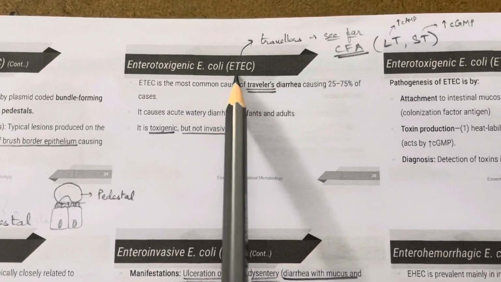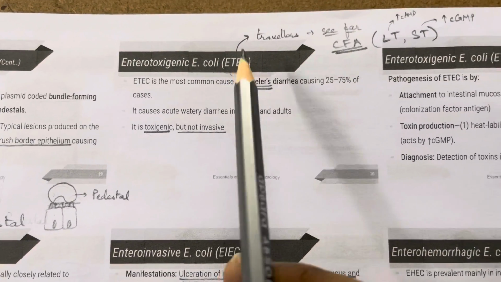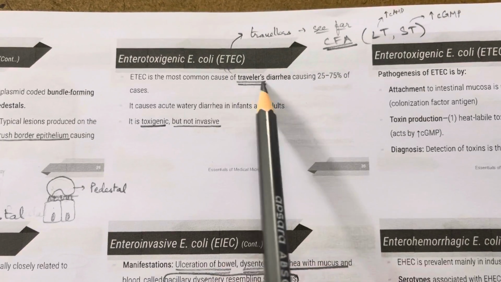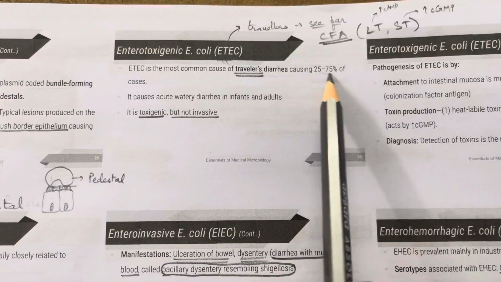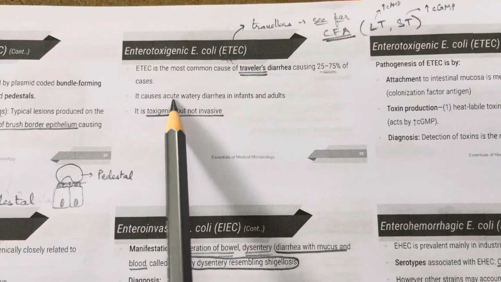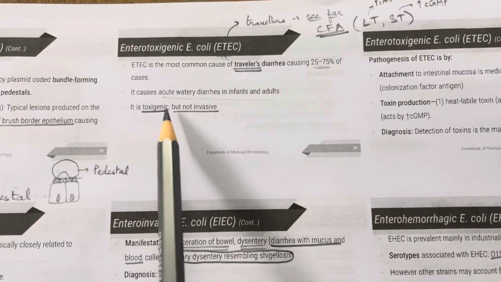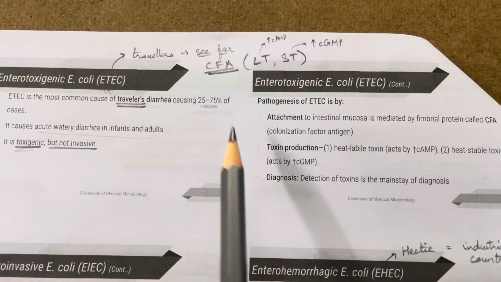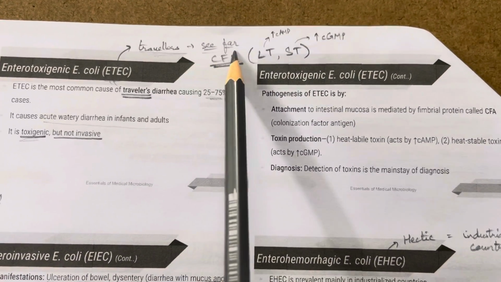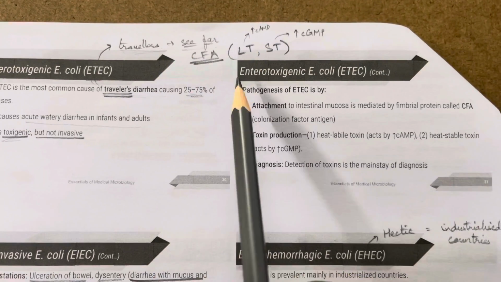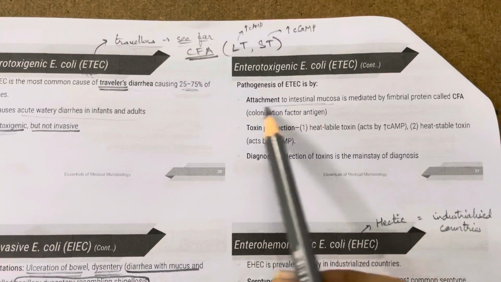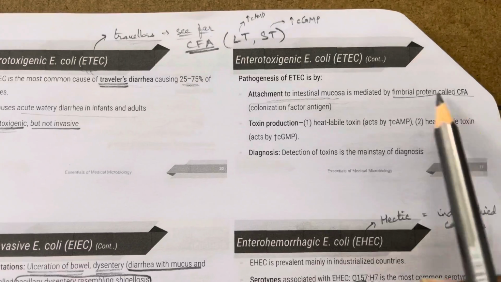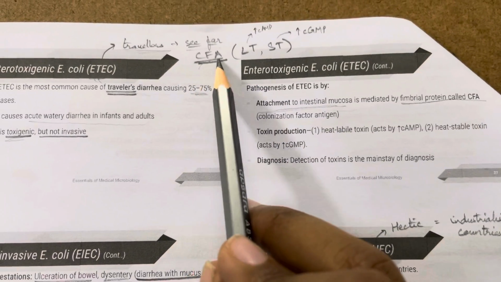So next, moving on to ETEC, enterotoxigenic E. coli. So T for travelers. It is the most common cause of travelers diarrhea, causing 25 to 75% of cases. Causes acute watery diarrhea in infants and adults. It is toxigenic but not invasive. Okay, so what is the pathogenesis? Travelers, CFA, right? So attachment to intestinal mucosa is mediated by a fimbrial protein called CFA, colonization factor antigen.